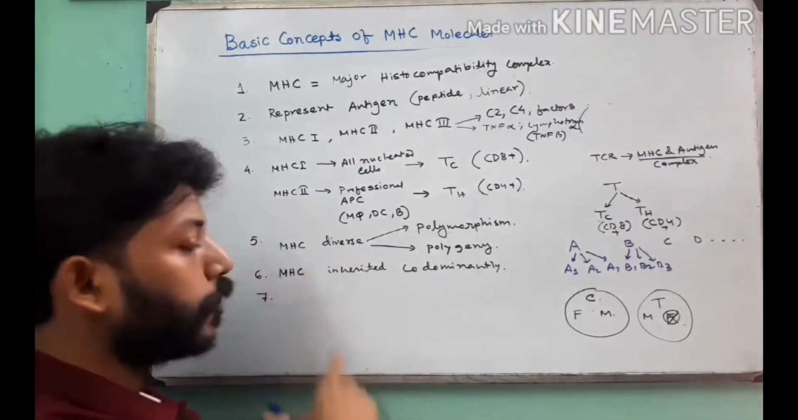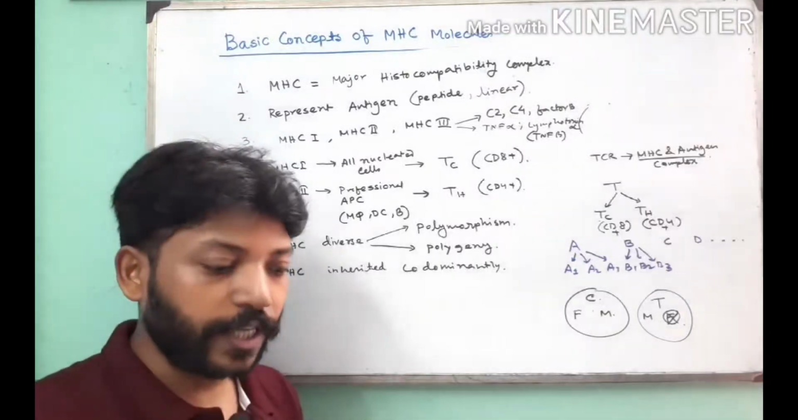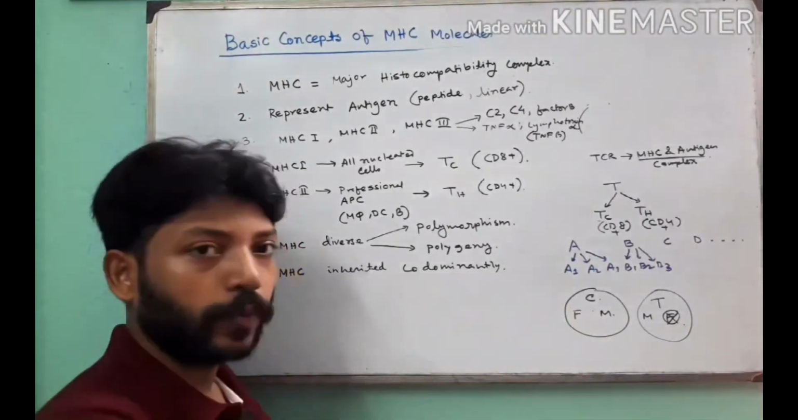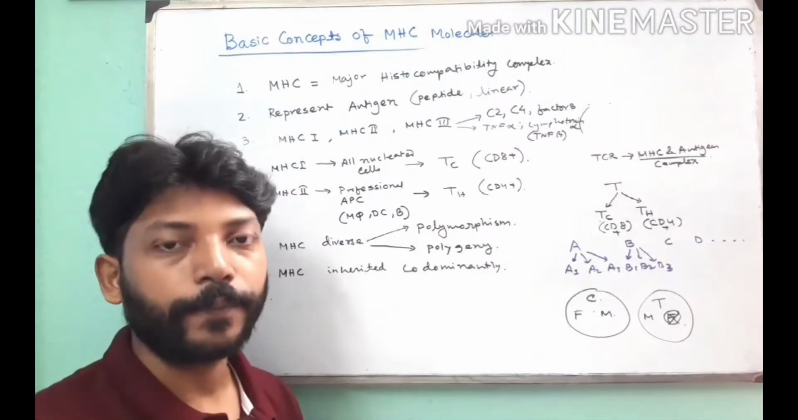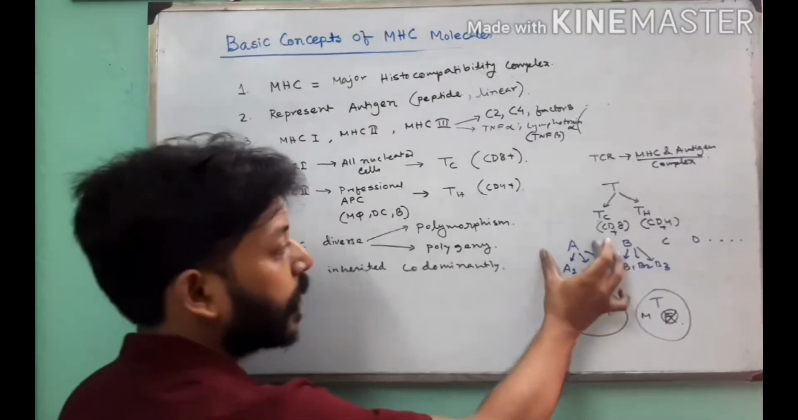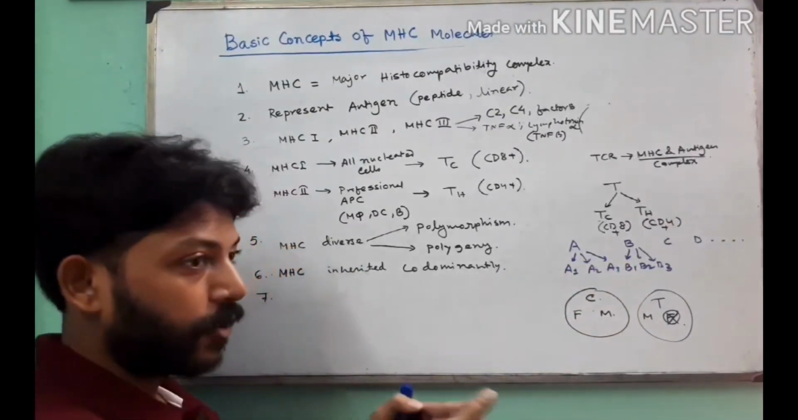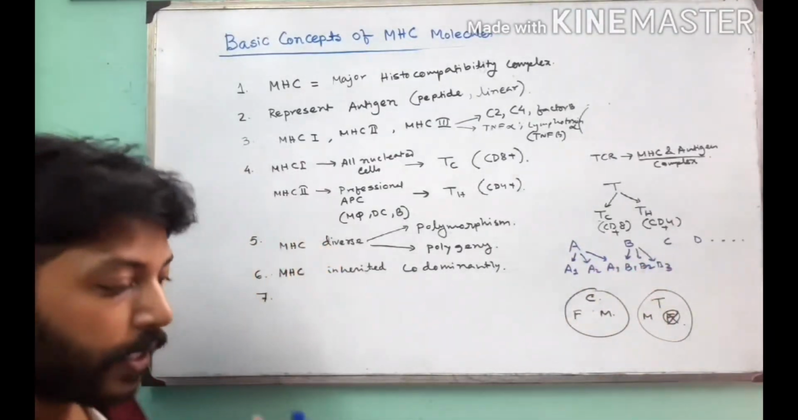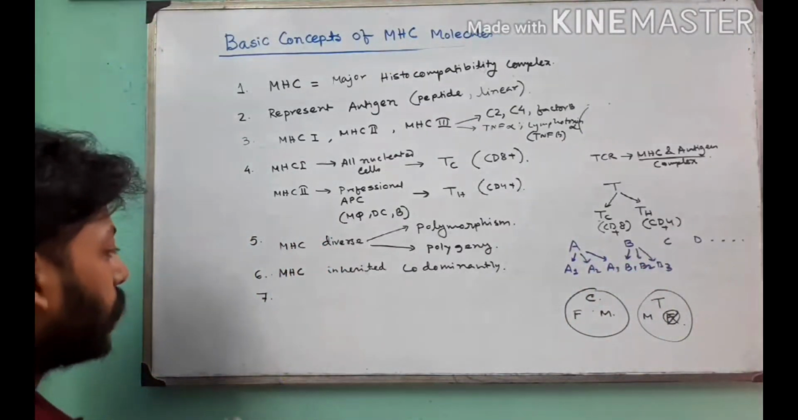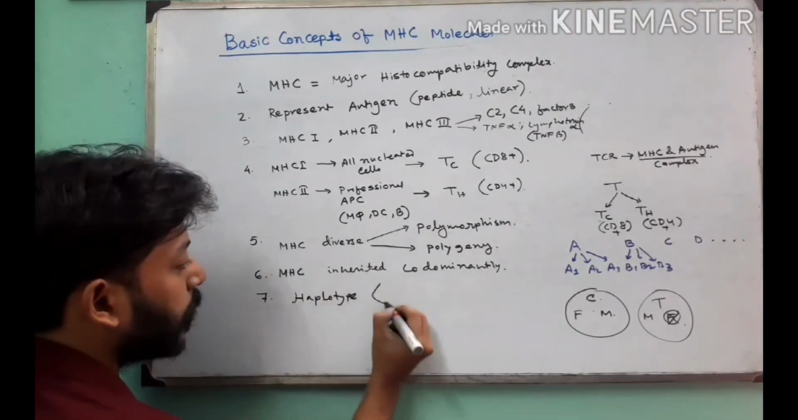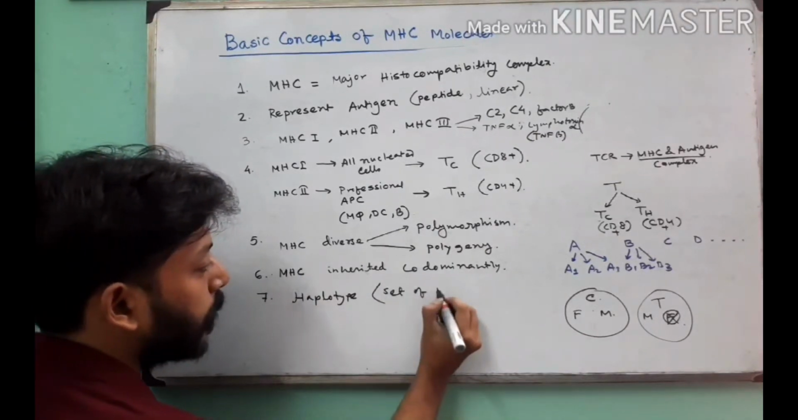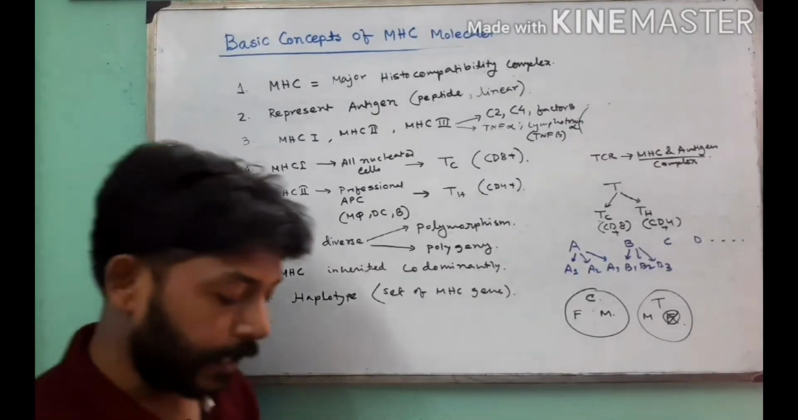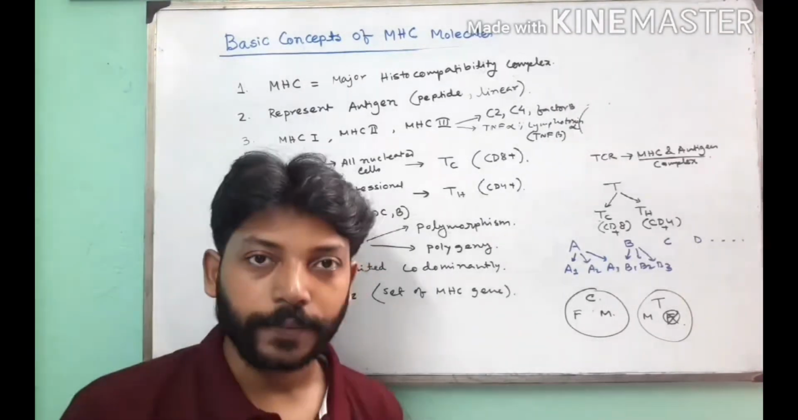For the MHC molecule, all these genes are present very close to each other. So when they are inherited from the father or mother chromosome, from sperm or ovum, they are actually inherited as a set. It is not like the A gene comes from one chromosome or location and the B gene from another location. No, they come as a set. This is called a haplotype. So this means a set of MHC genes.